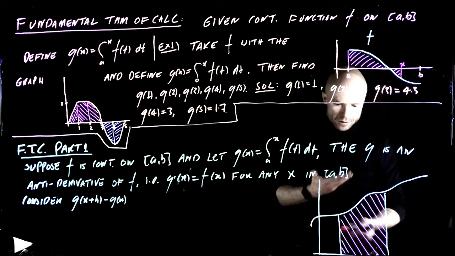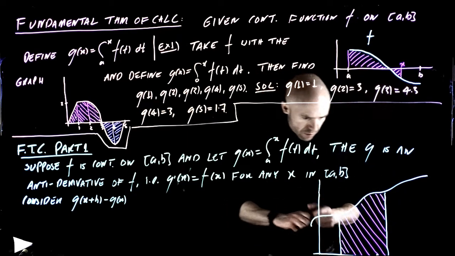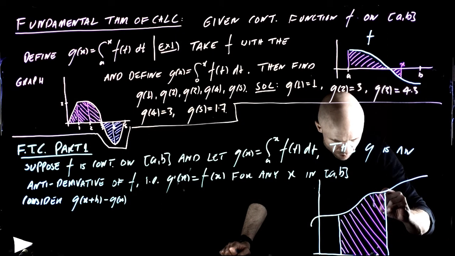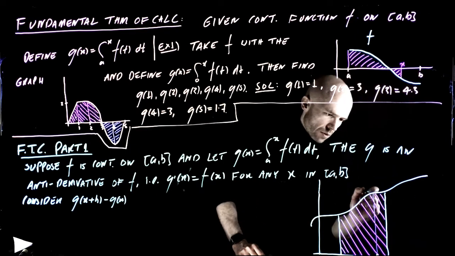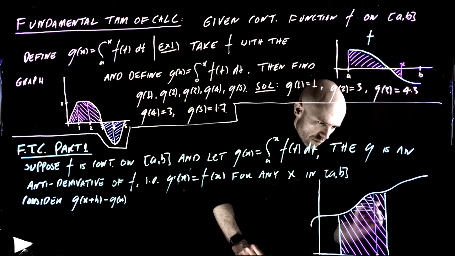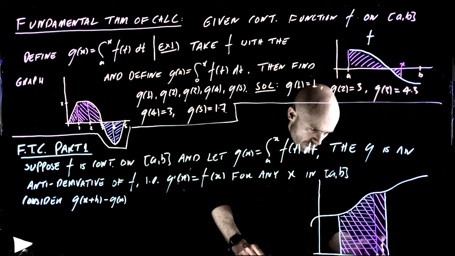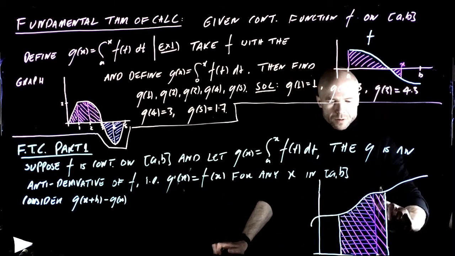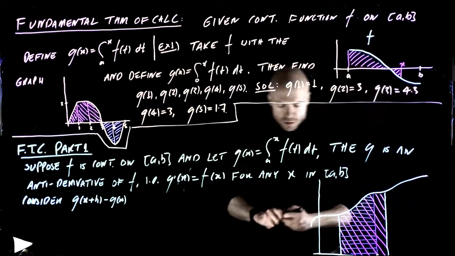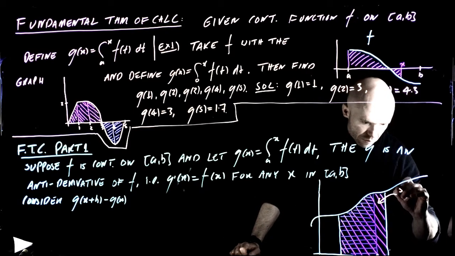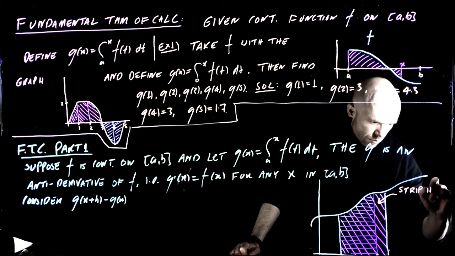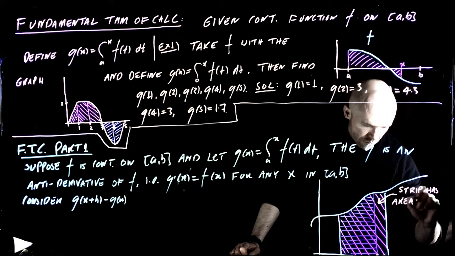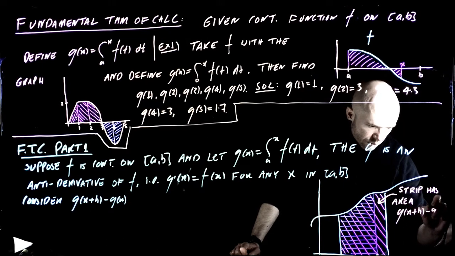And what is g of x? G of x is all the stuff underneath the graph from A up to x. So let's color that in blue. So, g of x plus h minus g of x is just all the stuff in red minus all the stuff in blue, which is just this strip right here. So this strip has area g of x plus h minus g of x, right?